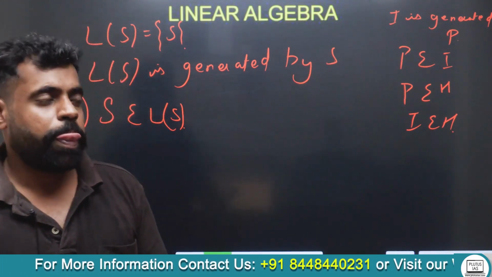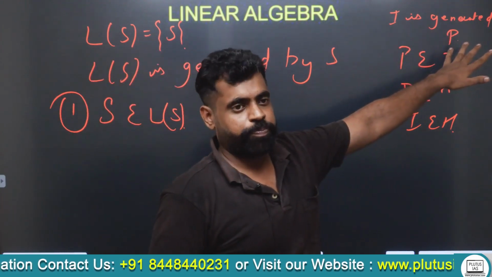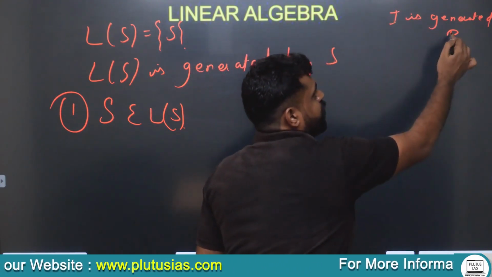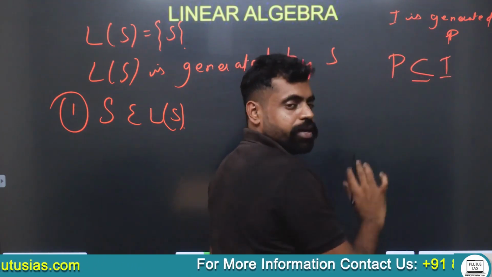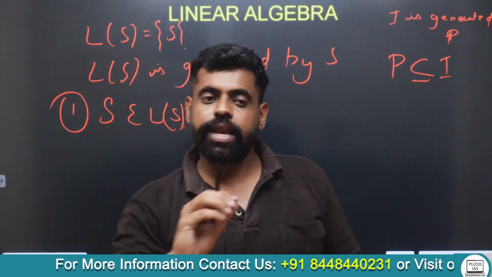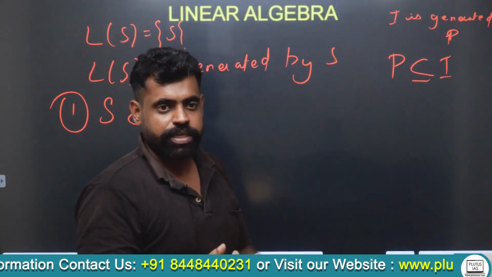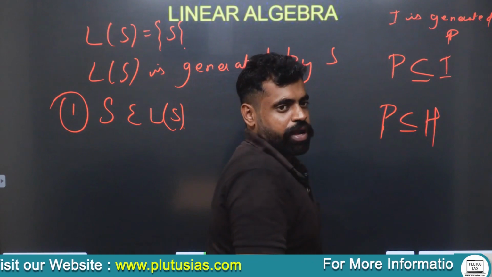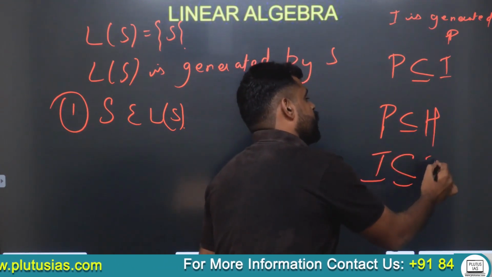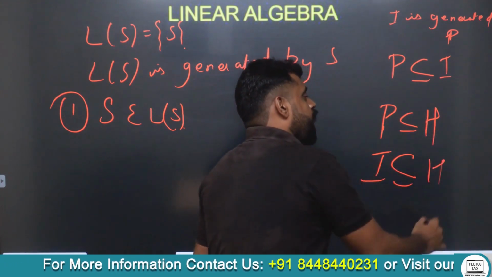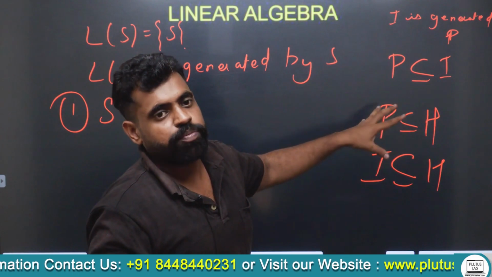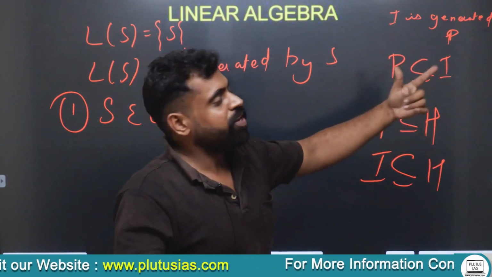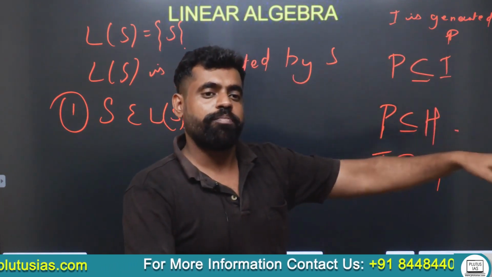I'll repeat it once again. Suppose I say I is generated by P. The first condition is that P should be a subset of I. And if I take any other set H, and P is a subset of H, then I would also be a subset of H. It means that I is the smallest set containing P. Once P is a subset of any other set, the whole I would also come with it.